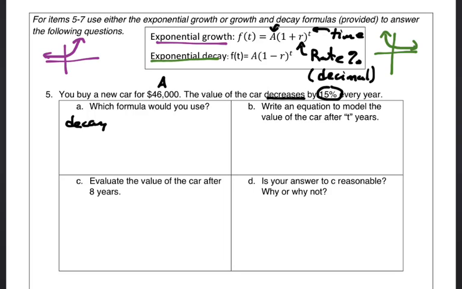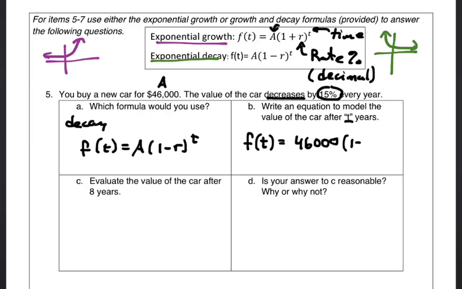So let's write that down too. f of t equals a times 1 minus r raised to the t power. Over here it says in B, write an equation to model the value of the car after t years. Okay, so for this part, all we have to do is plug in the values that we know. We don't know t because it says after t years. We do know the value of the car. The value of the car is $46,000.